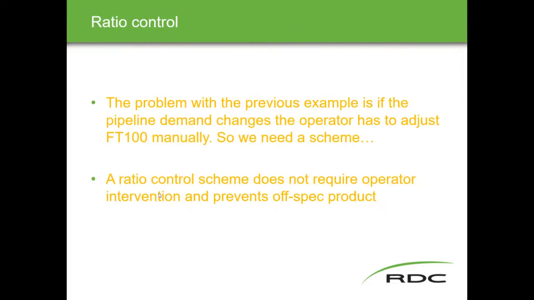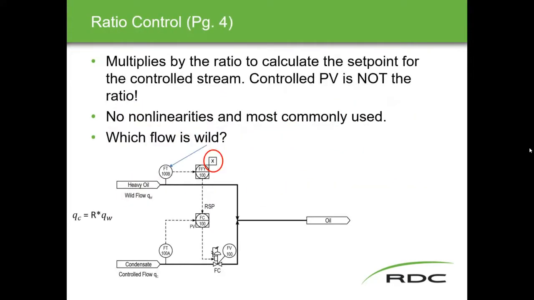So we need a scheme, and it's called a ratio control scheme. And a ratio control scheme does not require operator intervention. And again, its purpose is to prevent off-spec products. So in the case of our example, the viscosity that we require for efficient pumping. Okay, so how does it work?